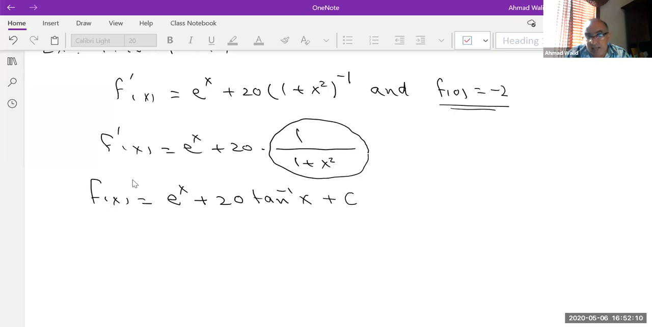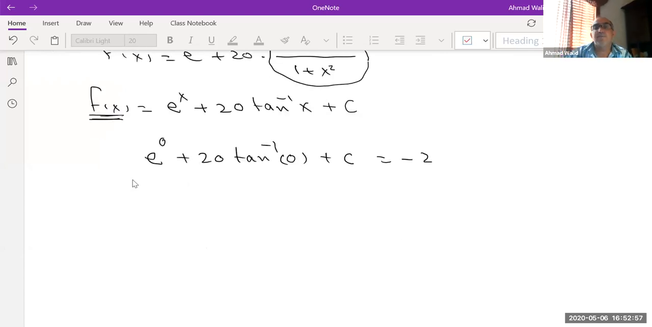It means I have to plug in x equals 0, and on the left side the value is -2. It means I can find the value of c. How much is c? What I do, I plug in 0 for x. F of 0 equals -2 means your x is 0. When x is 0, your y, which is f of x, is -2, right? Then e to the 0 plus 20 tan inverse of 0 plus c equals -2.